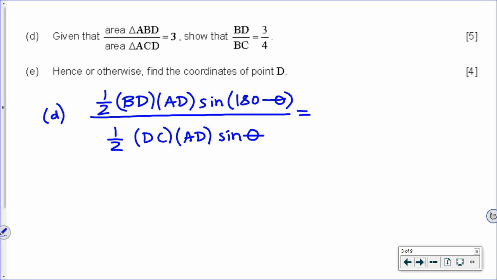This is supposed to equal 3. And what we can see here, or what we're supposed to see, is that most of this is going to cancel out. 1/2 cancels out. AD cancels out. And even the sine of 180 minus theta and sine theta cancel out, which many students did not recognize.